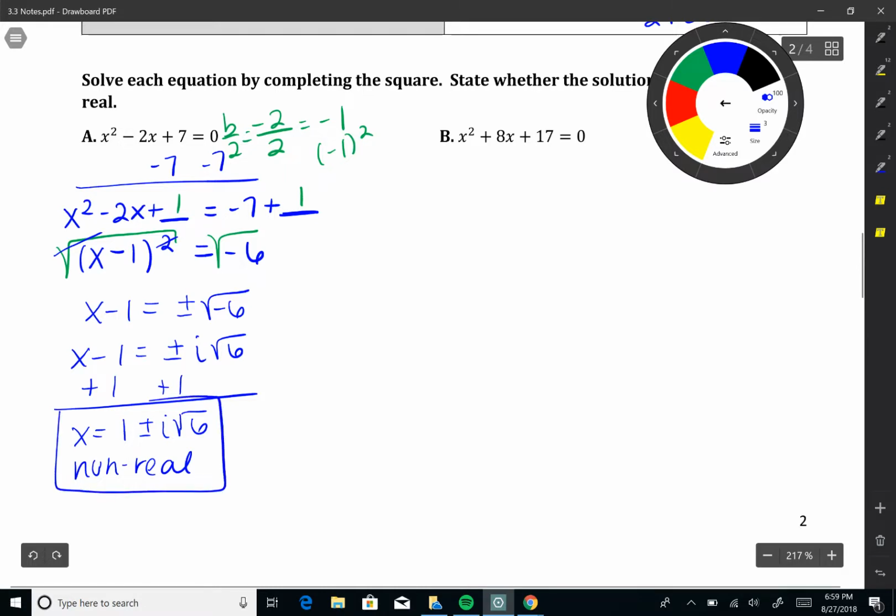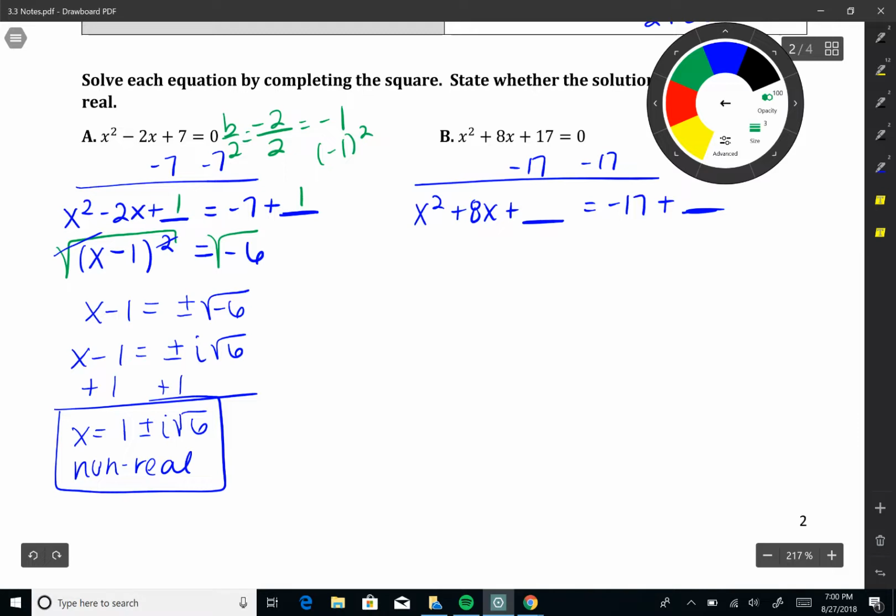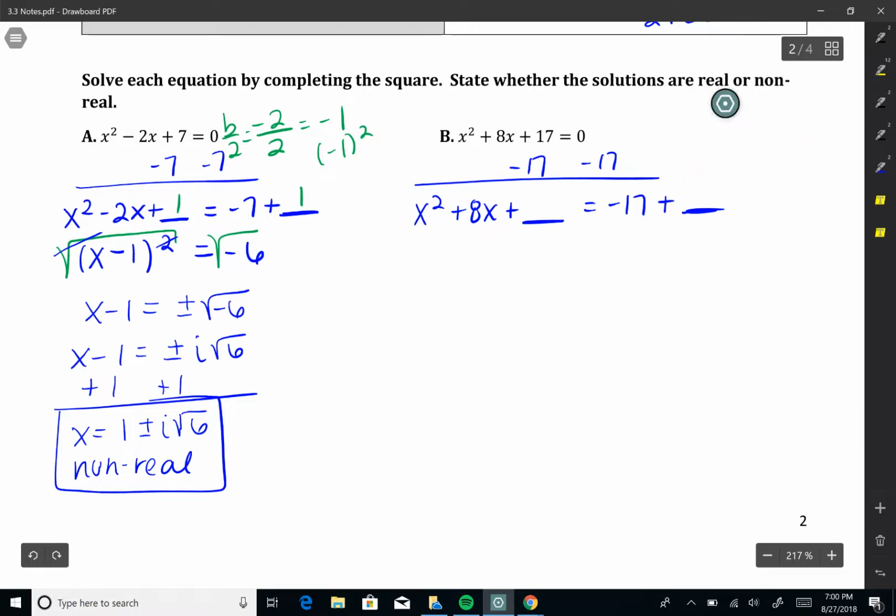2 of them. And finally, b, x squared plus 8x plus 17. I need to get this c value to the other side. So I'm going to subtract 17. x squared plus 8x plus, I'm going to leave a blank there for when I complete my square. Got to add that to both sides. Okay, let's complete our square. We are going to take half of b. So 8 divided by 2 is 4. And we are going to square it. That's 16. And 16 on the other side.